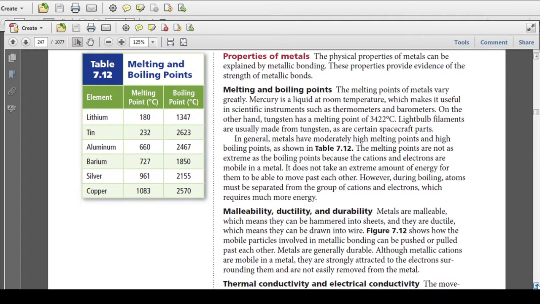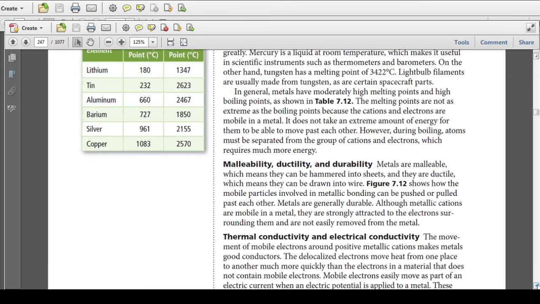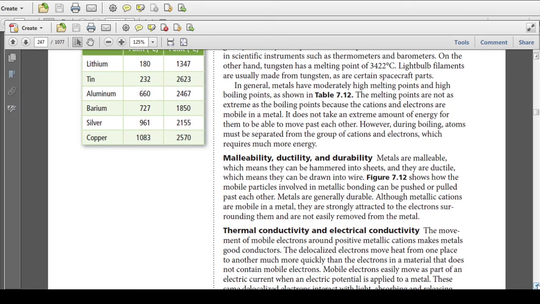Metals are malleable, which means that they can be hammered into sheets. And they are also ductile, which means that they can be drawn out into a wire. Figure 7.12 shows how the mobile particles involved in metallic bonding can be pushed or pulled past one another. Metals are generally durable. Although metallic cations are mobile in a metal, they are strongly attracted to the electrons surrounding them and are not easily removed from the metal.